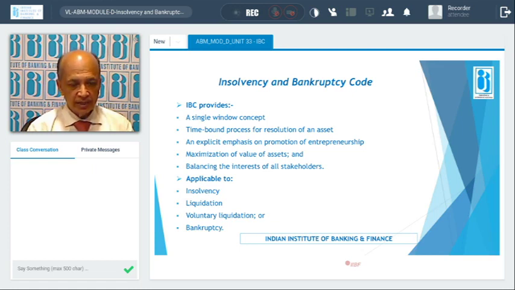It balances the interest of the stakeholders by giving more money, especially to the creditors, and also to workers' dues and others. All the people are getting their due share in the process. So these are broadly the provisions available in the IBC 2016. This IBC Act is applicable to insolvency, then liquidation, then there is a provision for voluntary liquidation also, which we would be discussing later, and finally bankruptcy. These are the 4 provisions under this act.